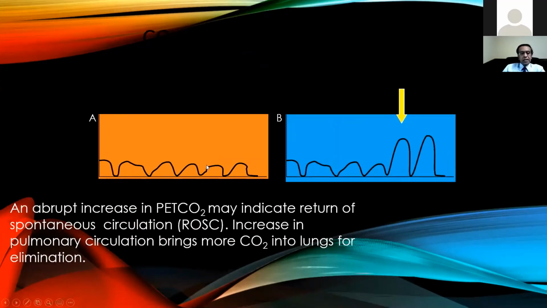When CPR is being administered and there is a sudden return of spontaneous circulation, the cardiac output increases. And as shown in the earlier animation, there is a sudden increase of CO2, and this indicates return of spontaneous circulation. So this is another advantage of using capnography during CPR. We know when a spontaneous heartbeat has started with good cardiac output.